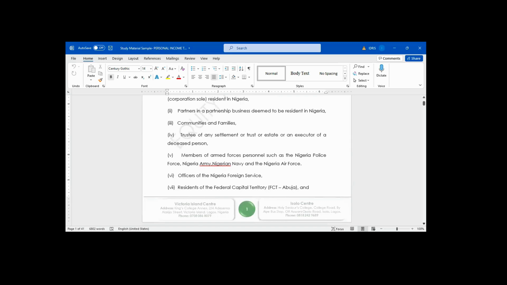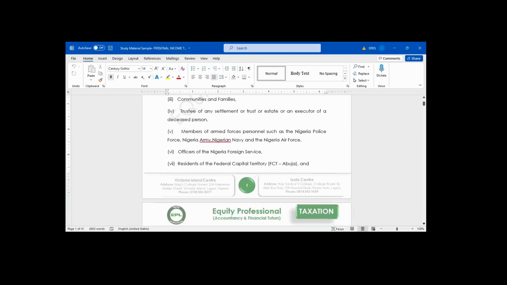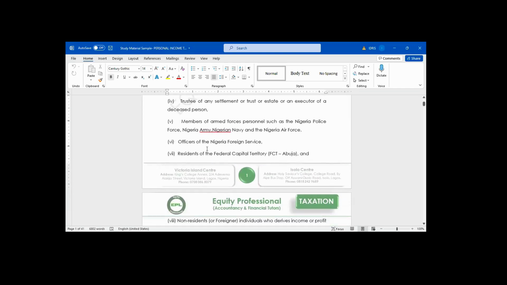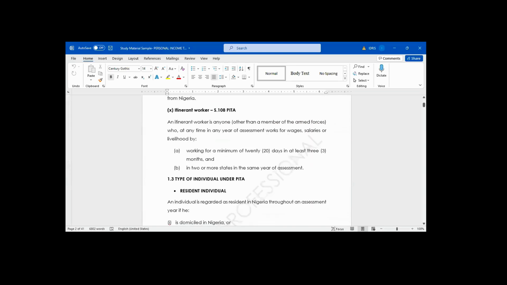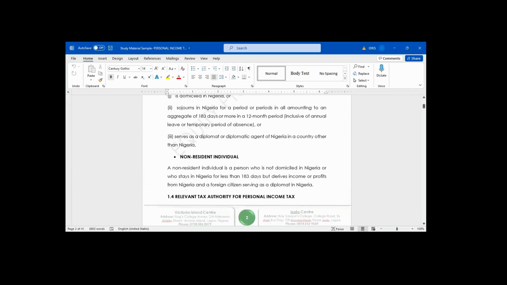Members of the armed forces also pay their personal income tax because they are working in Nigeria. Officers of the Nigeria Foreign Service means those that are outside Nigeria, but are working in the embassy of Nigeria outside the country. They will pay their personal income tax in Nigeria. They will not pay their personal income tax to the country that they are posted to. So that is the list of those individuals, those persons or taxpayers liable to personal income tax.